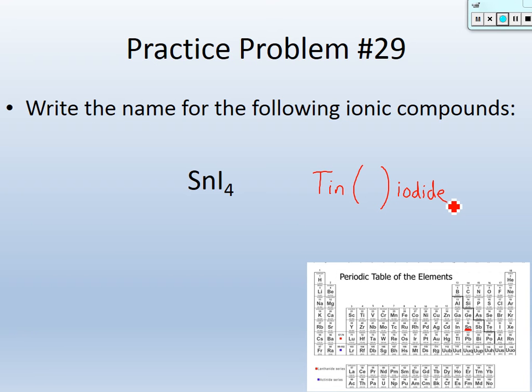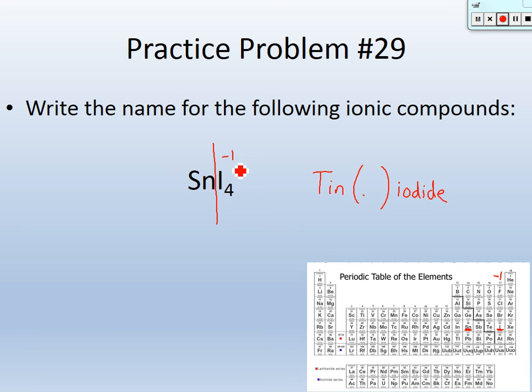Iodide. Okay, so it's tin something iodide. Now let's figure out what goes in here, and we'll put its charge in Roman numerals. I don't know tin because it's one of those I don't know. Let's figure it out from the other side of the compound. What is the charge of iodine, which sits right here?